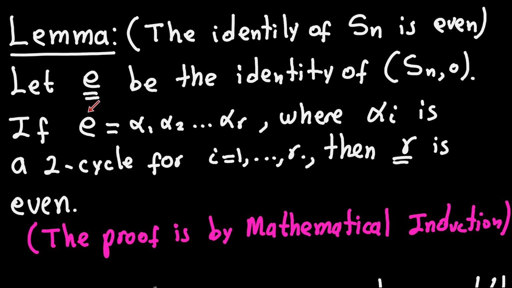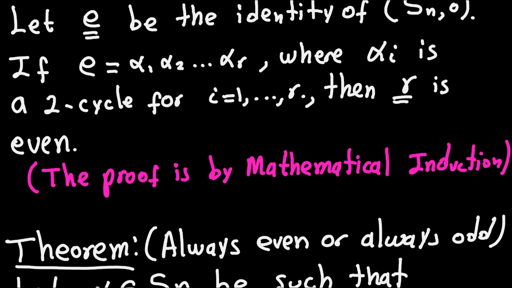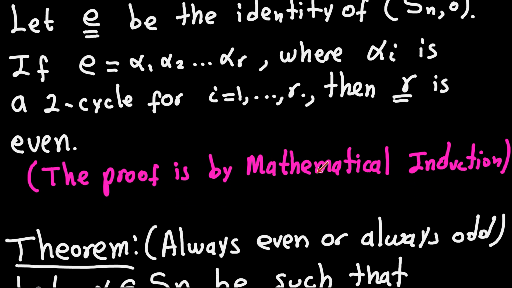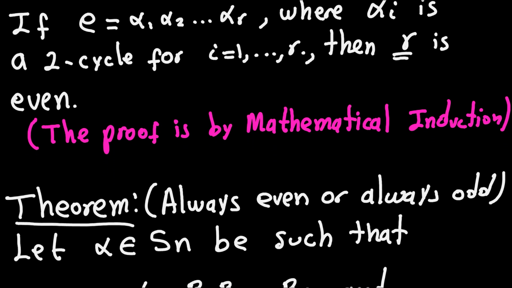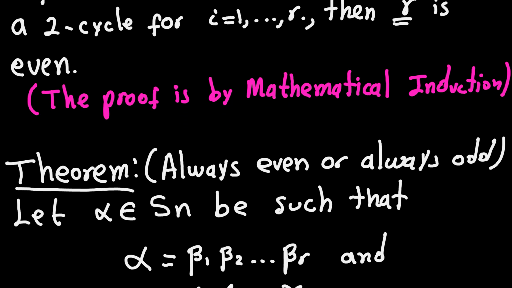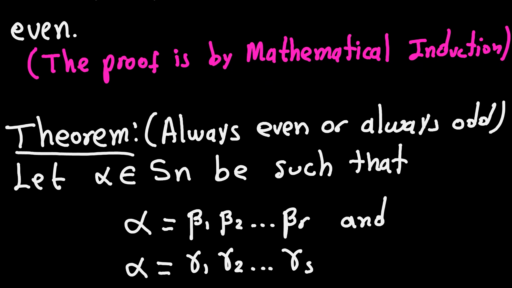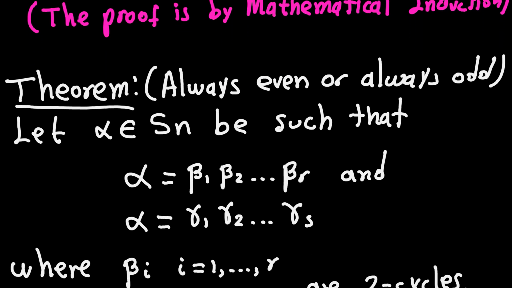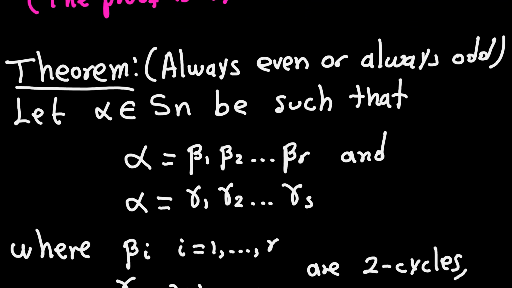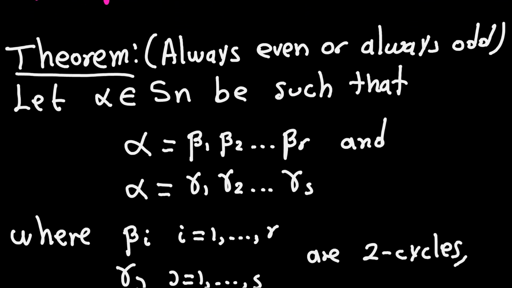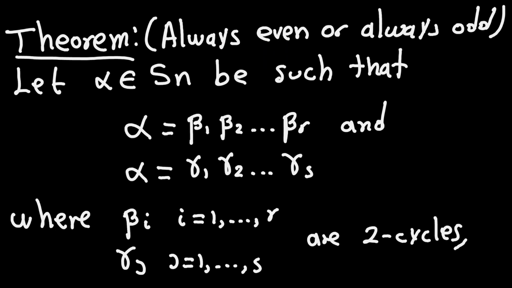Every time you have the identity expressed as a product of two cycles, the number of two cycles is always even. Now, I'm not going to do the proof of this. The proof of this is by mathematical induction, and you can check it in the book. It's not that complicated, but it is something that I don't want to go over. Now, that is for the identity. The theorem that I actually want to prove here is this theorem that says always even or always odd. And so let's see what that means.